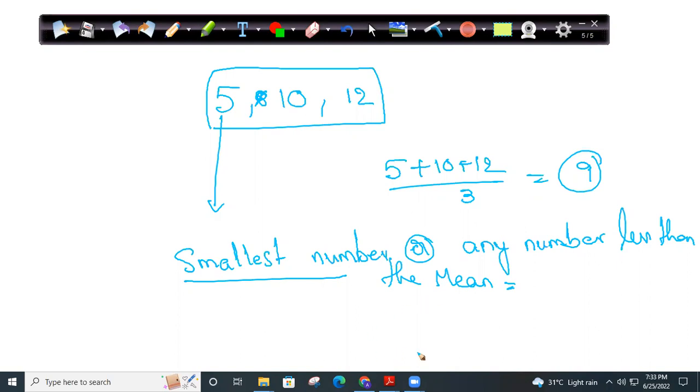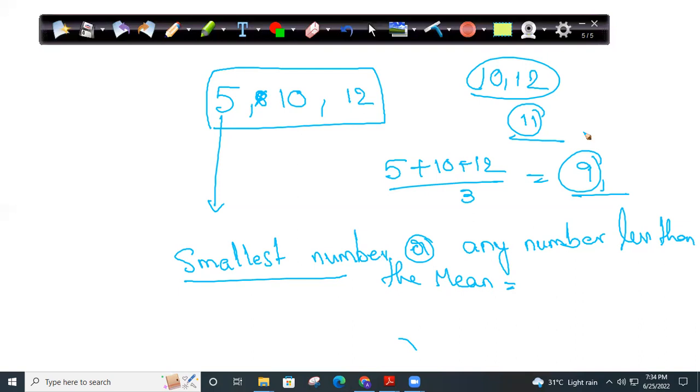Suppose now I have two numbers here. One number is 10, other number is 12. So what is the mean of 10 and 12? 11. Previous mean is 9. The new mean is 11. So what is the moral that we have learned? If I remove a smallest number or a number less than the mean, the new mean will increase. Most important point, please do write in your notes.